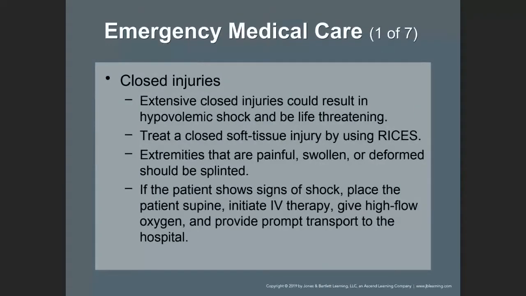Closed injuries. Extensive closed injuries could result in hypovolemic shock and can be life-threatening. Treat a closed soft tissue injury by using RICES: rest, ice, compression, elevation, splint. If you're using ice in the pre-hospital setting, it shouldn't be longer than 6 hours. After that, heat therapy might be more beneficial. Extremities that are painful, swollen, or deformed should be splinted.